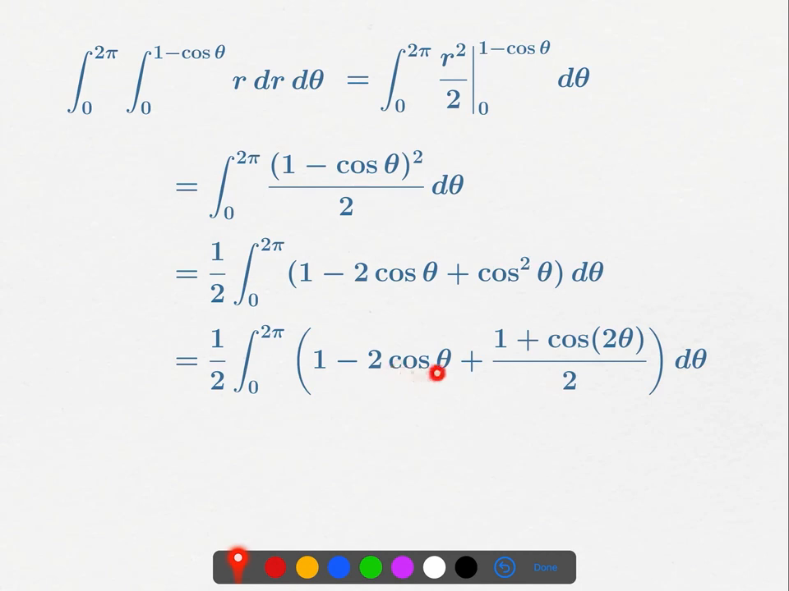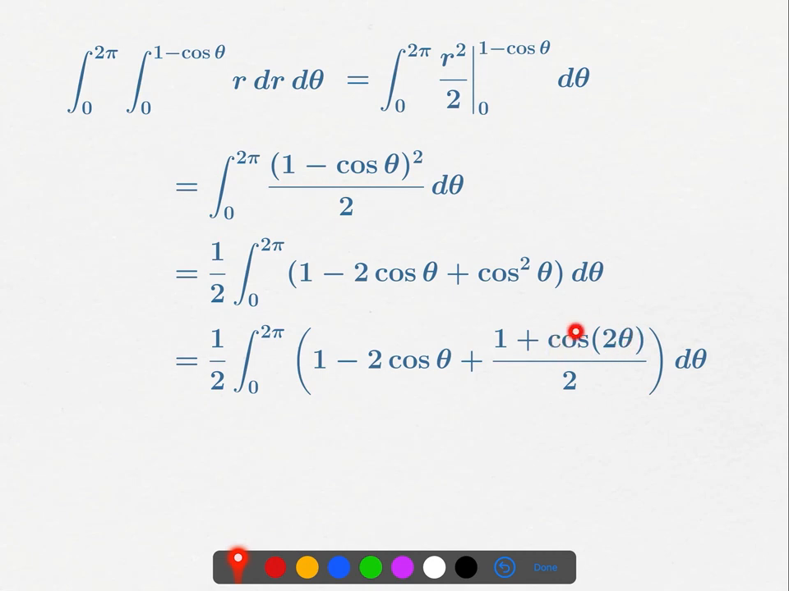But let me point out, when we integrate cosine of theta, that's going to be sine theta. And when you evaluate that at 2 pi or 0, sine theta is 0. So when I integrate this, I'm just going to get sine theta evaluated at 0 and 2 pi. That's going to be 0. And the same thing happens here. I'm going to have this over really 4 in the end.